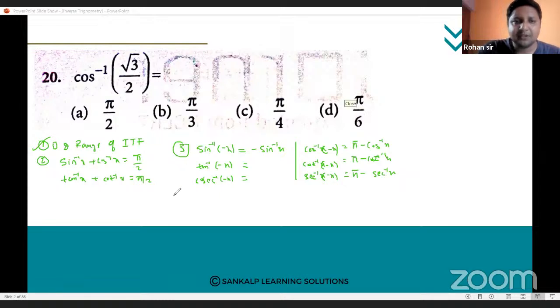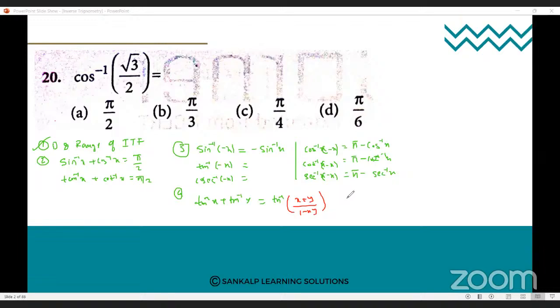Next, the fourth point, a very important property: tan inverse x plus tan inverse y is equal to tan inverse of x plus y divided by 1 minus xy. And then similarly there is a result with respect to sine inverse x.